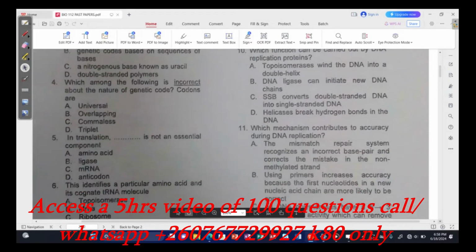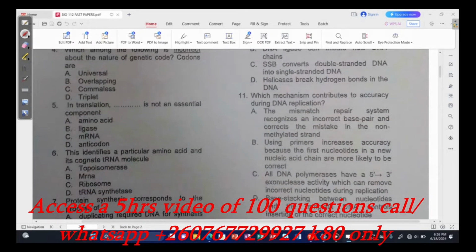So question 4 reads, which among the following is incorrect about the nature of genetic code? Codons are. We're looking for the option which is false, meaning that 3 of these are correct. So which option is false? Option A is saying that the genetic code or codons are universal. By universal, what we mean is that a particular codon will specify for the same amino acid, be it in plant cells or animal cells. Let's say we know that AUG specifies for the amino acid methionine.